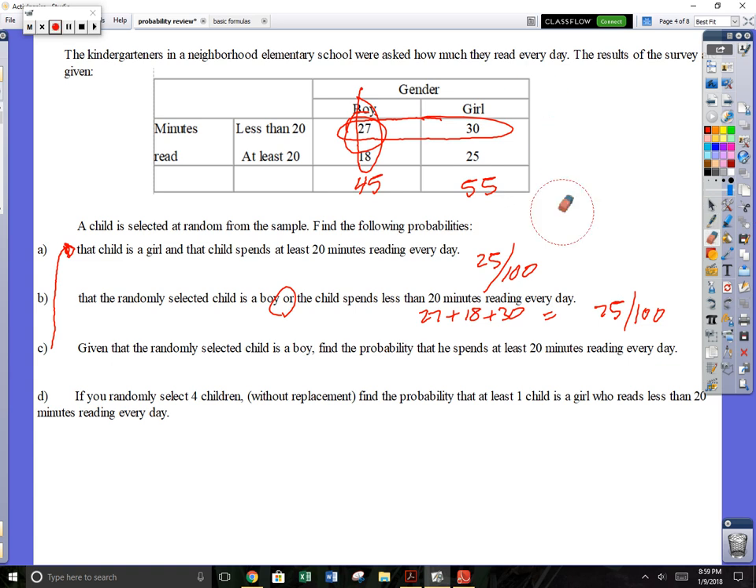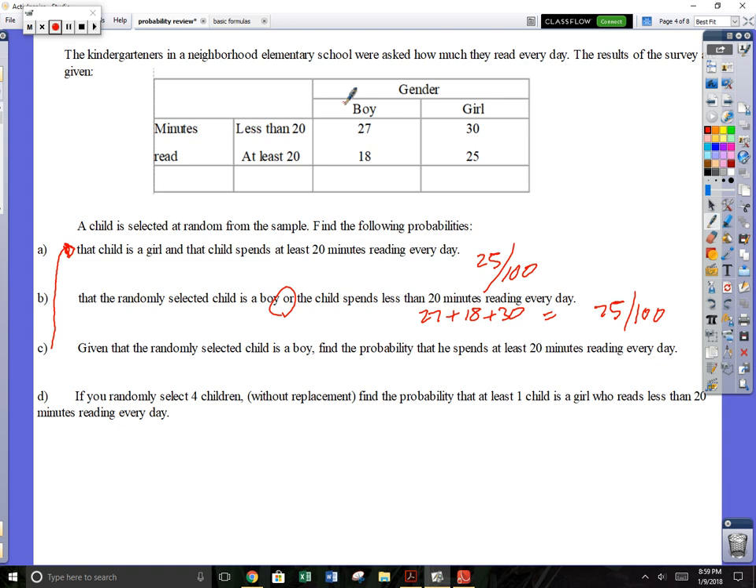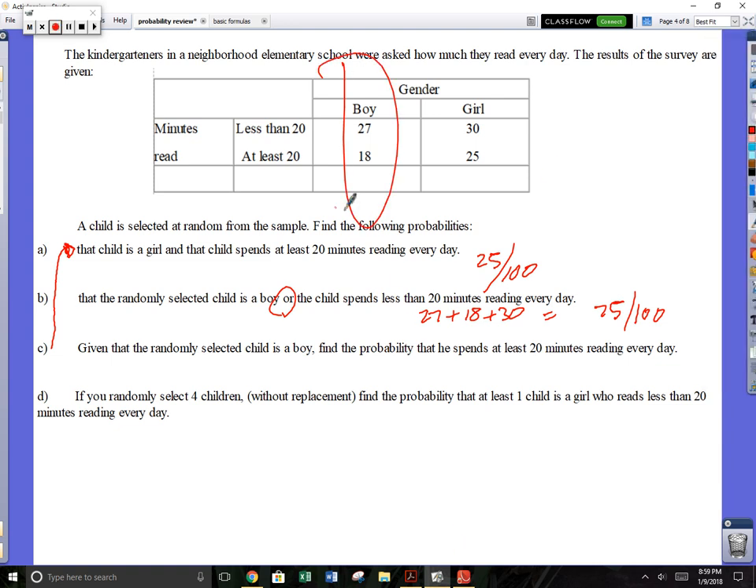We are only looking at those boys, which there were 45. So it has to be a boy. Find the chance that he spends at least 20 minutes. There are 18 out of those 45 boys that read at least 20 minutes.